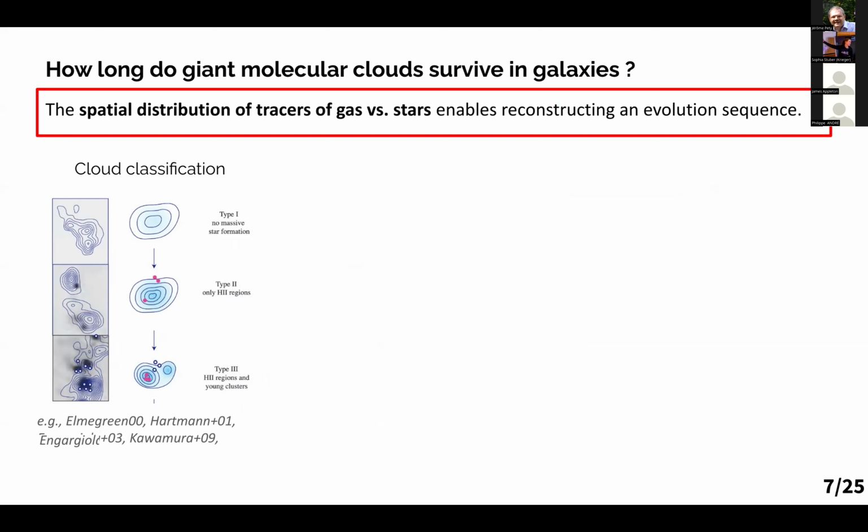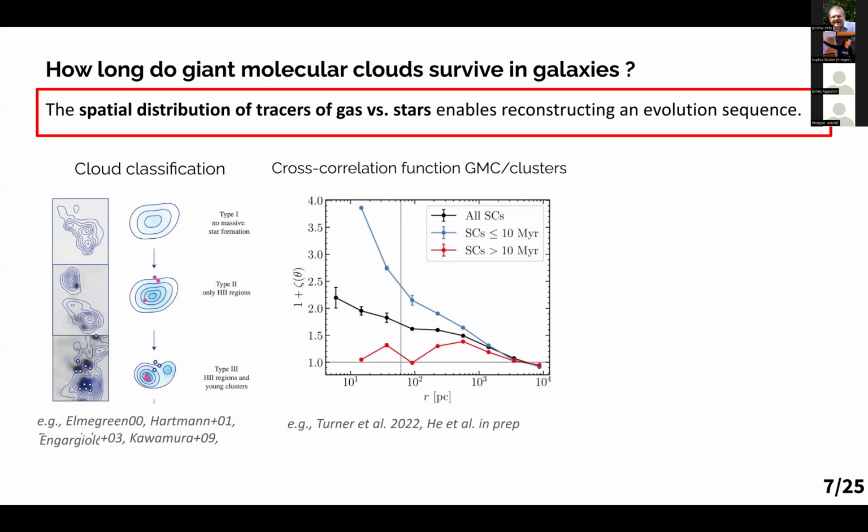So the first method that was developed is based on cloud classification, classifying clouds that are actually forming stars and clouds that are inert, and counting them. Another interesting method is to look at the cross-correlation function. This metric provides a measurement of the clustering of different populations. Here, for example, this paper is looking at the clustering between a catalog of giant molecular clouds and a catalog of clusters, and seeing how they correlate in space.